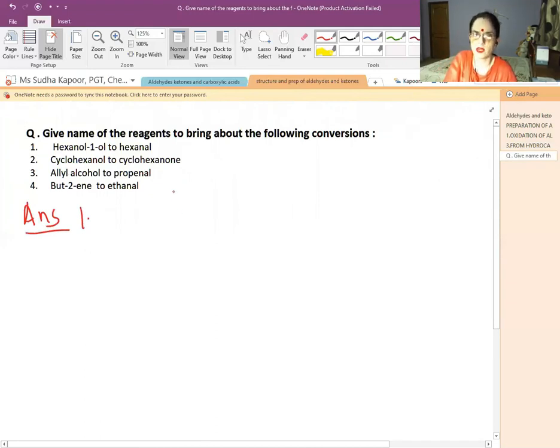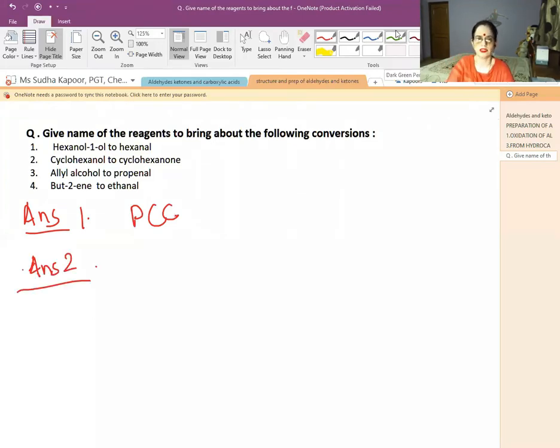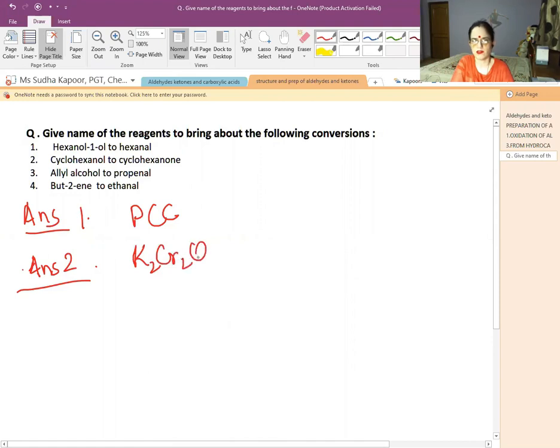When we are talking about hexan-1-ol, it is a primary alcohol. And then to aldehyde, alcohol is converted into aldehyde. So we all know that in order to convert an alcohol into aldehyde, the best reagent is going to be PCC. So hexan-1-ol to hexanal can be done by using PCC. Now the cyclohexanol can be converted into cyclohexanone. The alcohol is converted into ketone. So it can be done by using K2Cr2O7 in acidic medium. Such questions are also available in the NCERT back exercise.